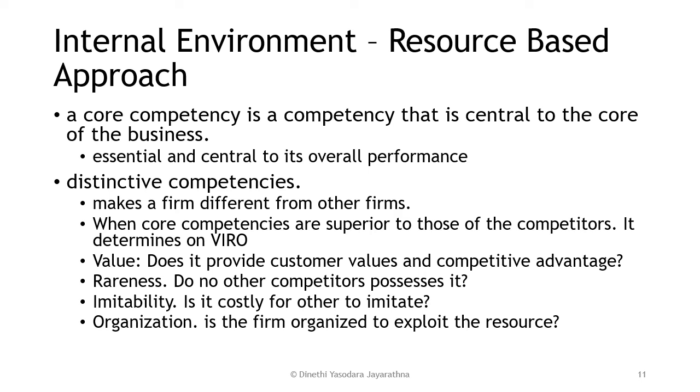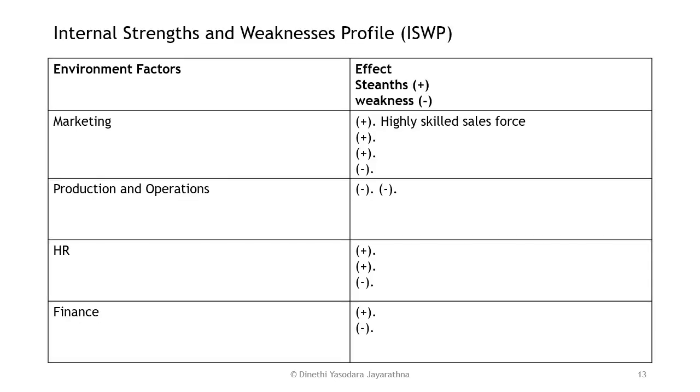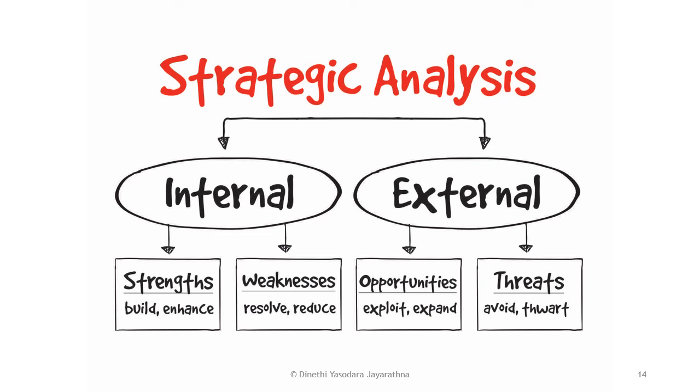Okay, then what you can do is develop a strengths and weaknesses profile, for a company engaged in the retail business, just as we developed opportunities and threats for the external environment. You can have one profile like this. And you have to think about the strategic analysis as well. After identifying the opportunities and threats, in the external environment you have to exploit and expand the opportunities, so you have to develop strategies to expand them. Threats, you should have strategies to avoid. Sometimes, from an opportunity, you might be able to avoid a threat.